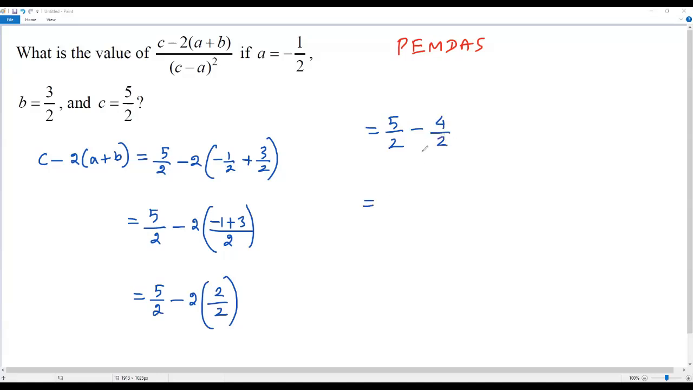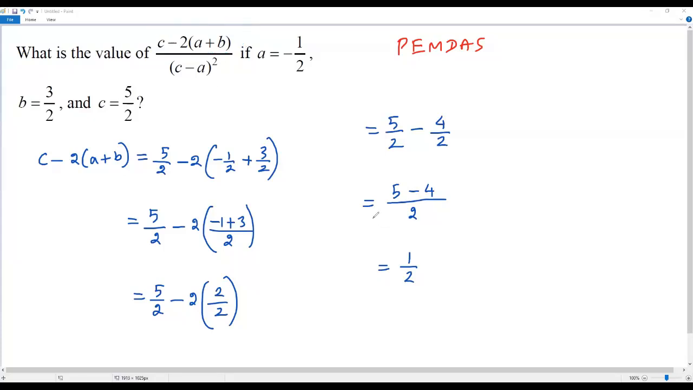Now I have subtraction of two fractions with the same denominator. So I can take the common denominator once, and I have to simplify the numerators 5 negative 4. The simplification of 5 negative 4 is just 1. I get 1/2. So the evaluation of the expression in the numerator is equal to 1/2.